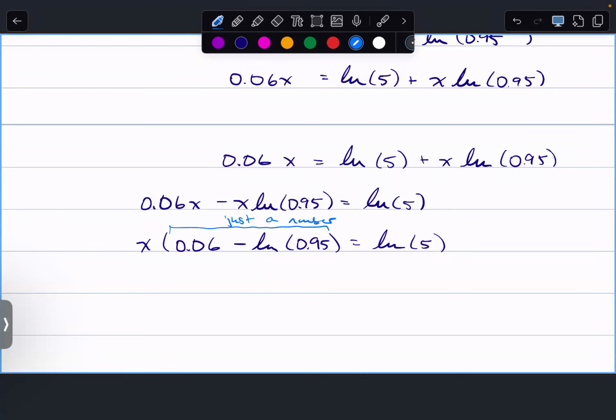Ta-da! We can use our calculator for an approximation. All right, let's do that. Natural log of 5 divided by, and I'm going to use brackets in the denominator, so it's all being divided, 0.06 minus the natural log of 0.95. I get x is roughly 14.46122986.